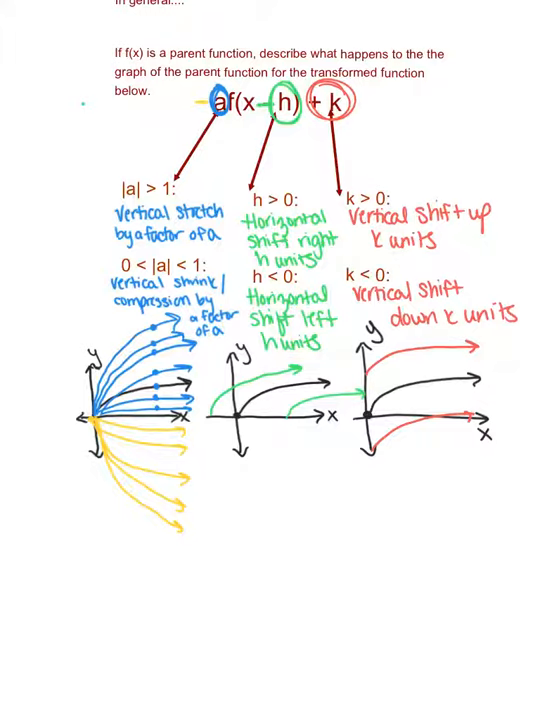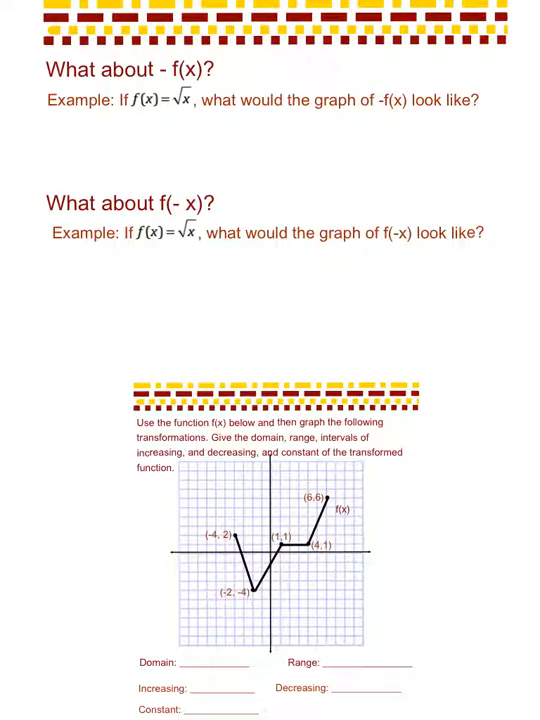So hopefully that is all you saw in the investigation. And this works with the square root function, but it works with all functions in general. We've got vertical shrinks and stretches, horizontal shifts right and left, vertical shifts up and down. I'm going to take a look at some negatives.